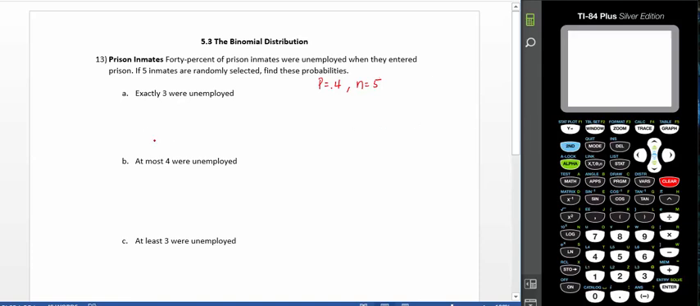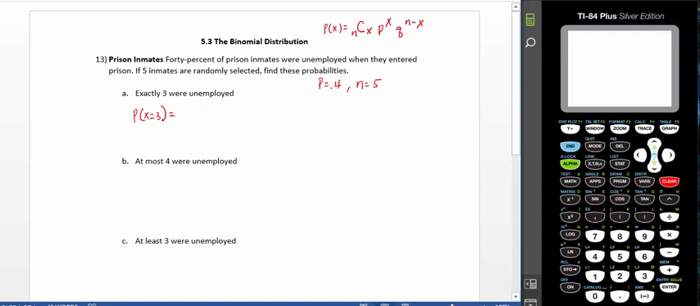Find the following probabilities. A, exactly 3 were unemployed. So I want probability x equals 3. So the binomial formula, probability of x is n choose x, p to the x, q, which is 1 minus p, to the n minus x.